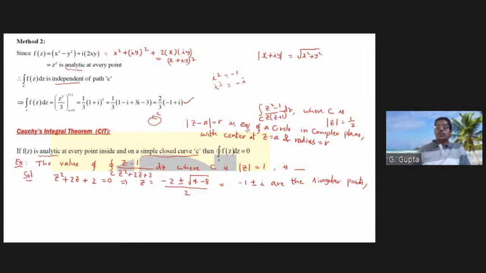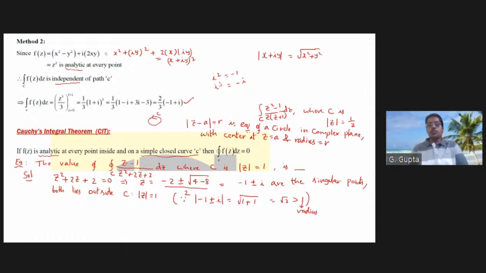So, both lie outside C. C equation is mod z is equal to 1. Since mod minus 1 plus or minus I is equal to root over a square plus b square, that is x square plus y square, root 2 greater than 1. This is radius, right side. Left side is mod z value. Because circle equation is mod z is equal to 1.